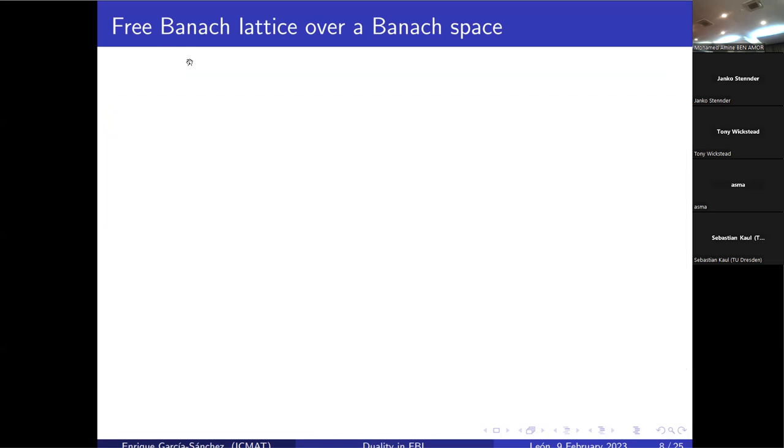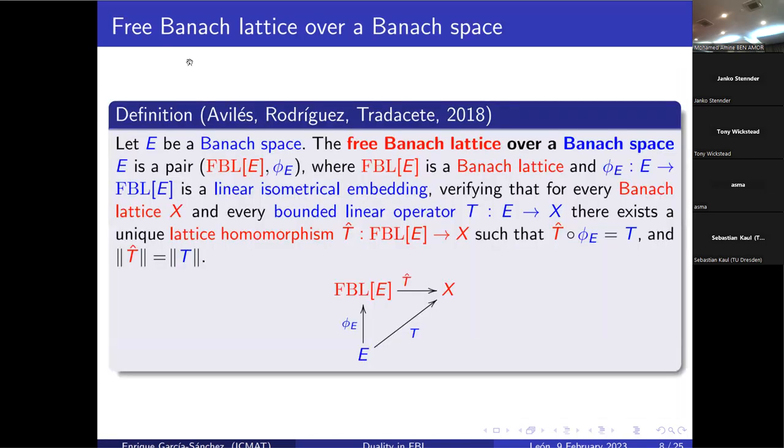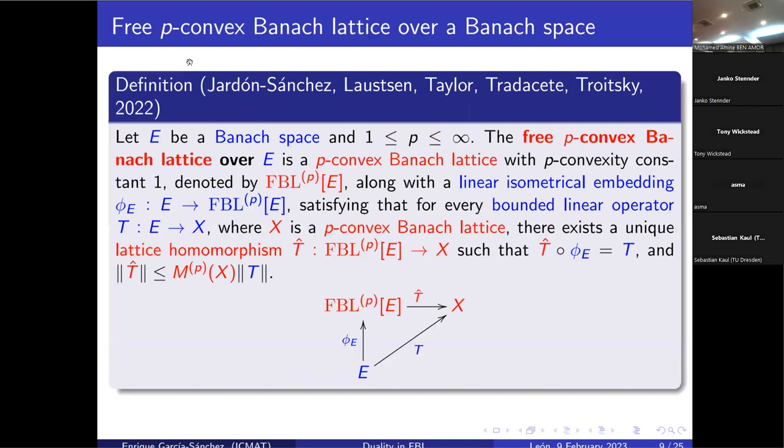This construction was later generalized by Hector Jardón Sánchez, Neil Lotzen, Mitchell Taylor, again Pedro Tradacete, and Vladimir Troitsky, so that it could cover more cases. We could restrict ourselves to the subcategory of p-convex Banach lattices. The definition is essentially the same. The only change is that we consider operators from our Banach space into a p-convex Banach lattice. This free object will be a p-convex Banach lattice with p-convexity constant 1. Our extension will no longer preserve the norm, but will be bounded by this p-convexity constant times the norm of the original operator.